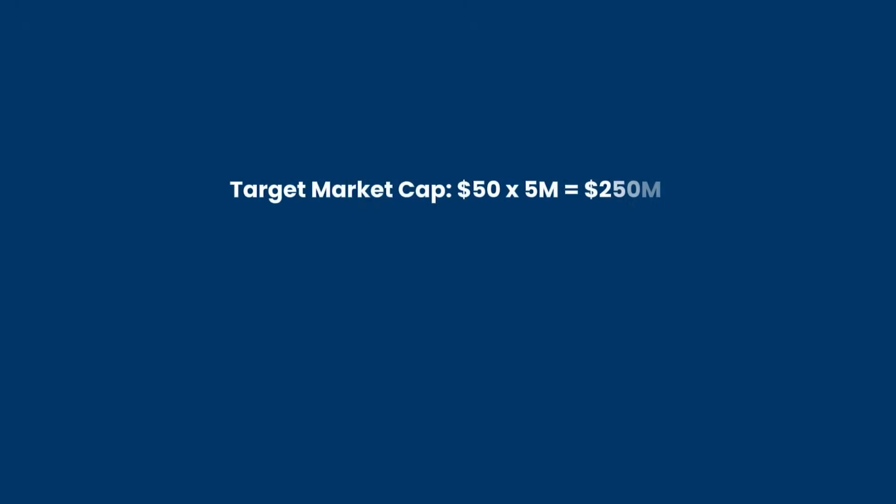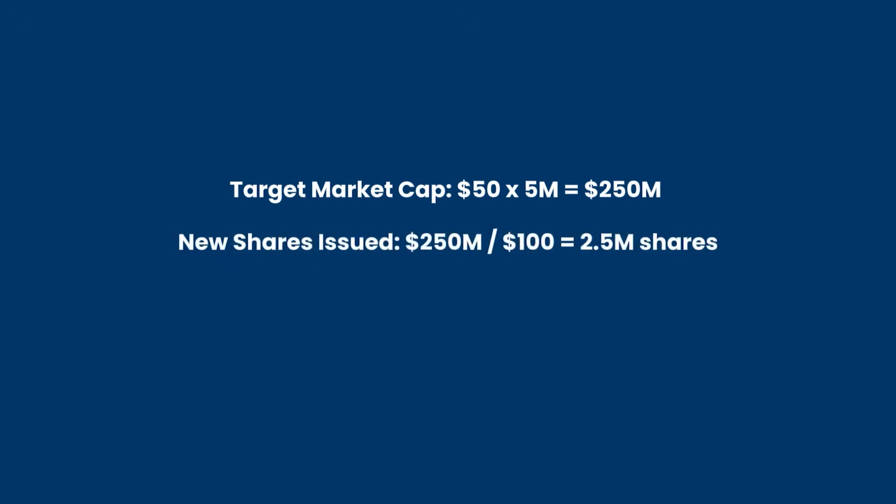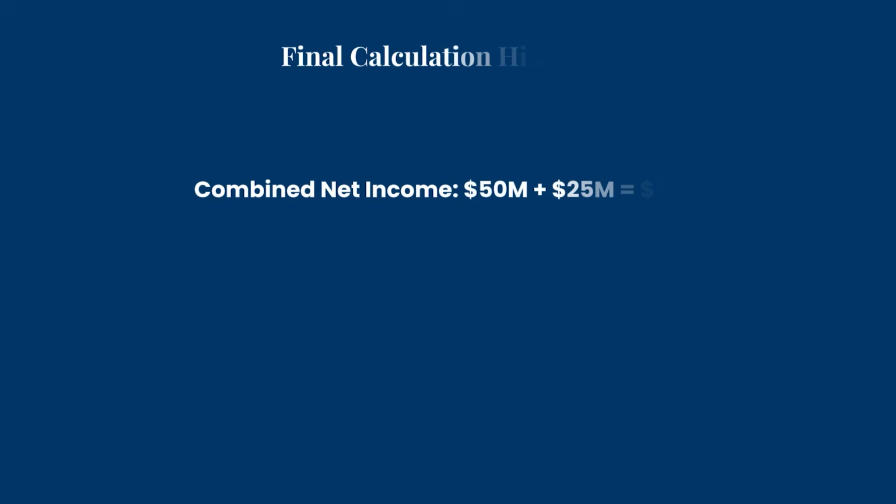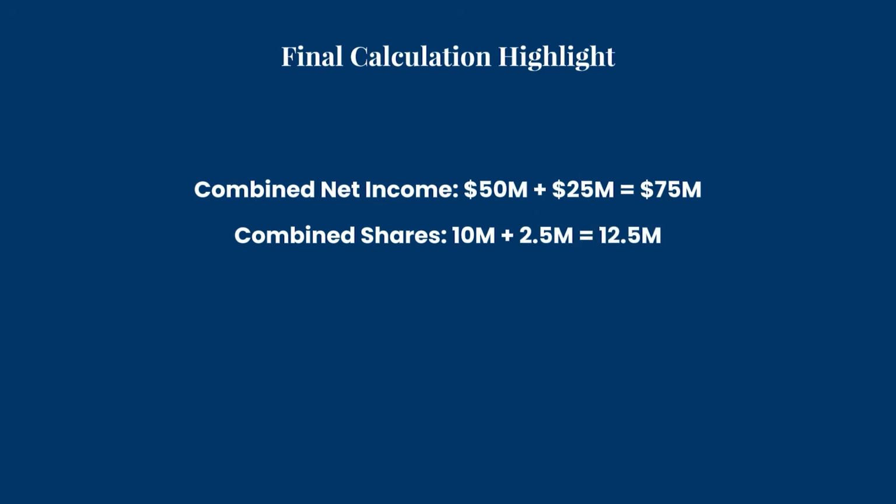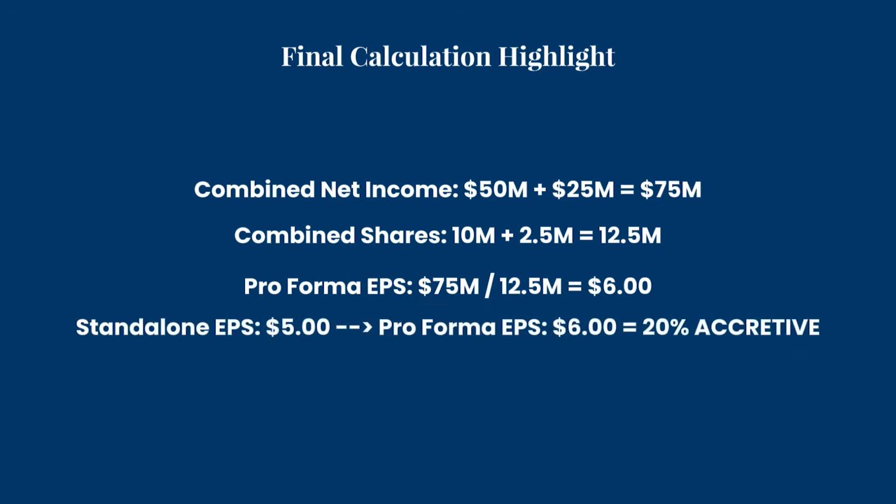In an all-stock deal, the acquirer pays the target's market cap. Company B's market cap is $50 times 5 million shares, $250 million. At company A's share price of $100, it needs to issue 2.5 million new shares to do the deal. So let's calculate the pro forma EPS. Combined net income is 50 million plus 25 million, $75 million. Combined shares outstanding are 10 million plus 2.5 million, 12.5 million. So pro forma EPS is 75 divided by 12.5, which is $6 a share. The acquirer's standalone EPS was $5, now it's $6. That's a 20% increase, accretive.